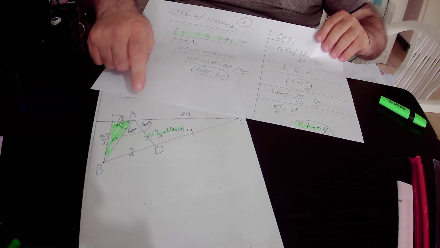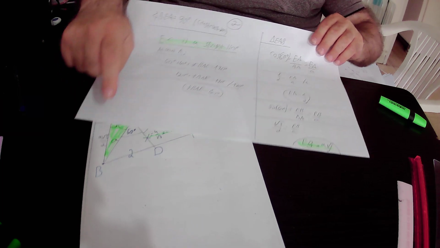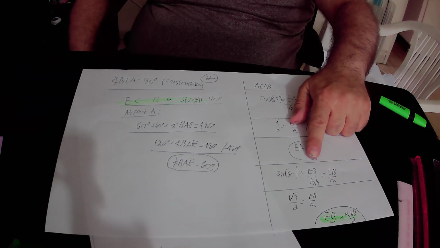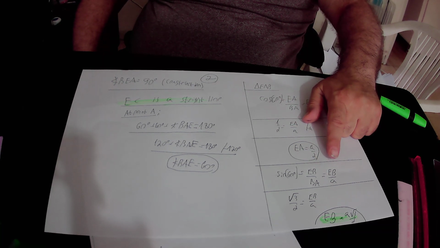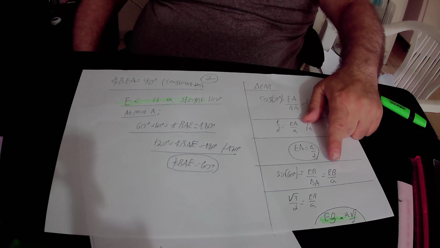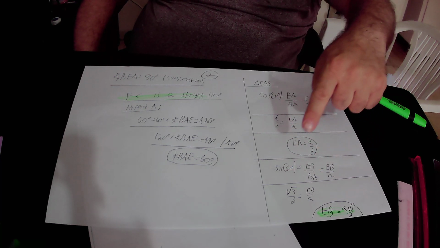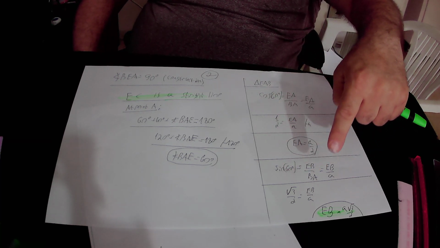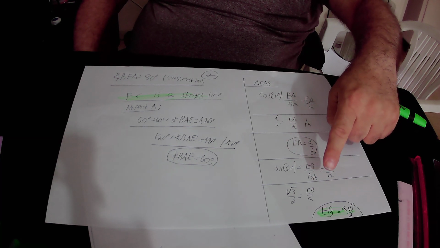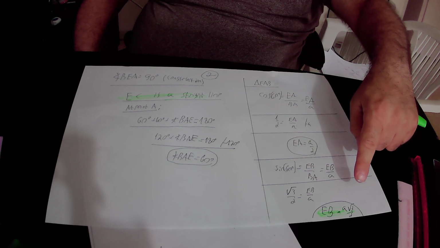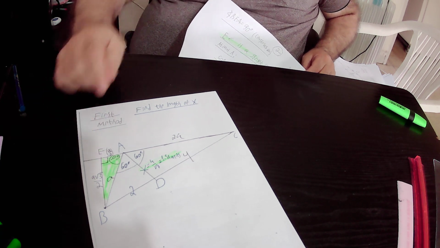Then, in this triangle EAB, we know that sine of 60 degrees equals EB over BA. So it is EB over A because BA equals A. And we know that sine of 60 degrees equals square root of 3 over 2. So we substitute sine of 60 degrees by square root of 3 over 2, and we got that square root of 3 over 2 equals EB over A. We multiplied this equation by A, and we found that EB equals A times square root of 3 over 2.